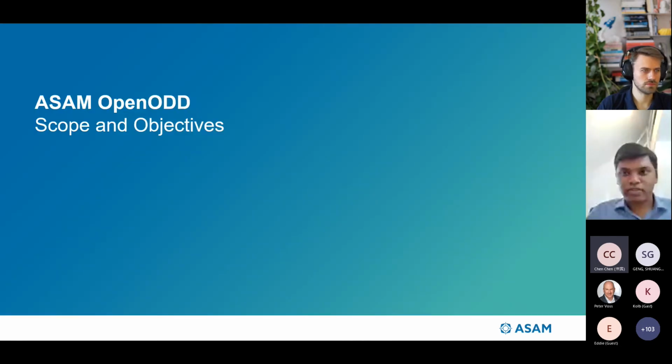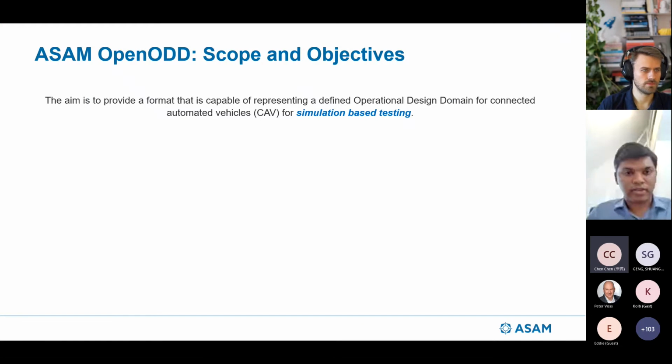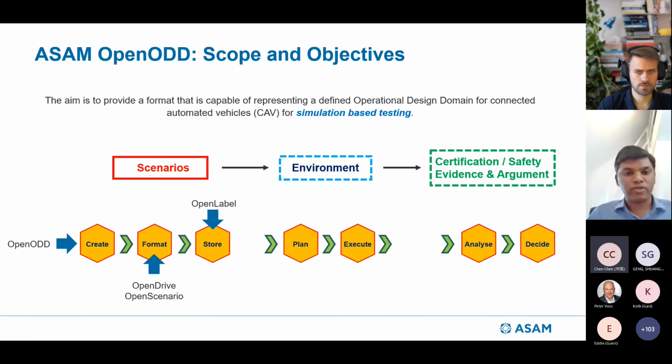So hopefully this moves. Okay, yeah, so I won't go through the figure itself again. You already know the background, but where does OpenODD fit in terms of that pipeline? So as I said earlier, the test environment could be either simulation or test track or real world. So the aim of ASAM OpenODD at a minimum is to create a format that is capable of representing the defined operational design domain for automated driving systems for a simulation-based testing approach. That's the bare minimum.